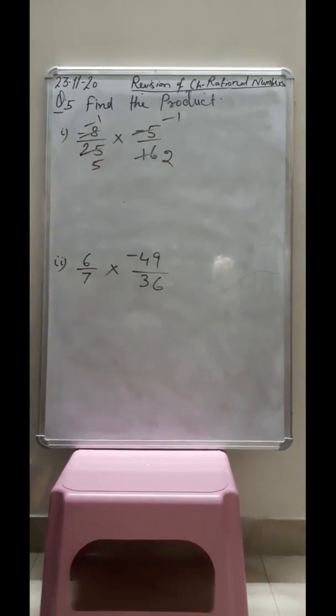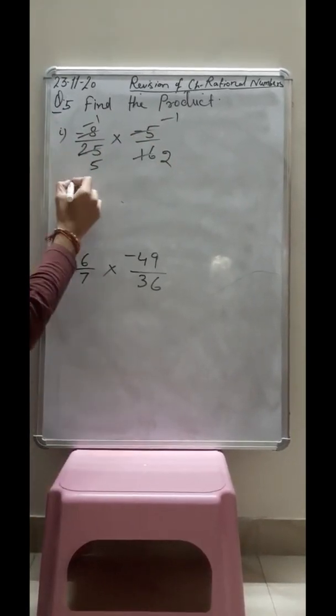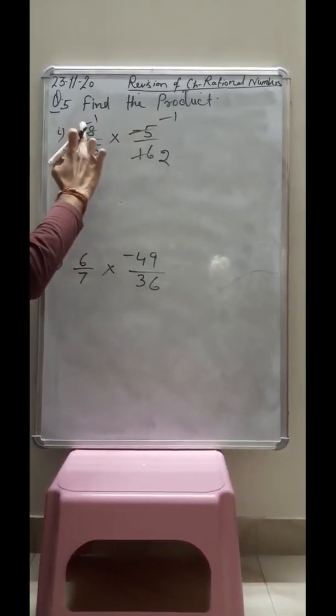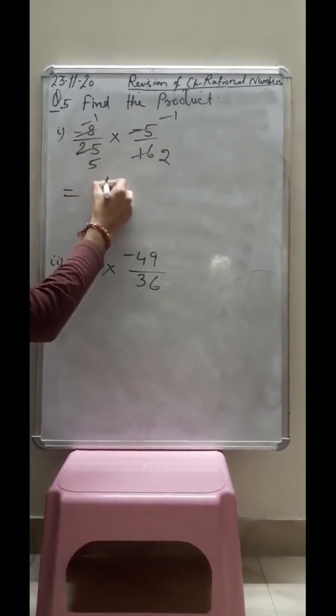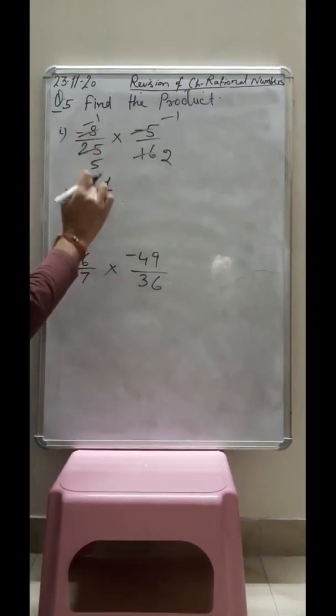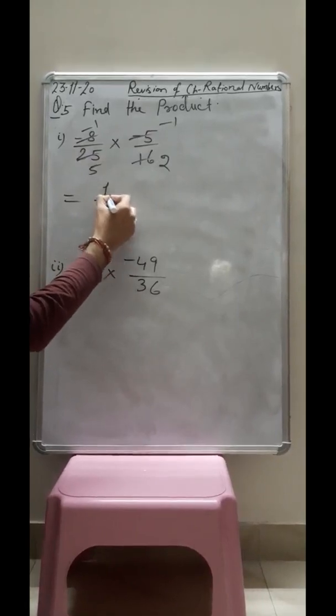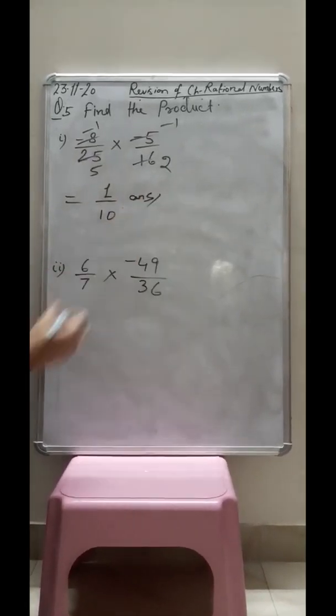So now we can't cancel anything. So now we have to multiply numerator with numerator, denominator with denominator. Minus 1 into minus 1 gives you 1. Minus minus is plus, and in the denominator 5 twos are 10. So the answer will be 1 upon 10.